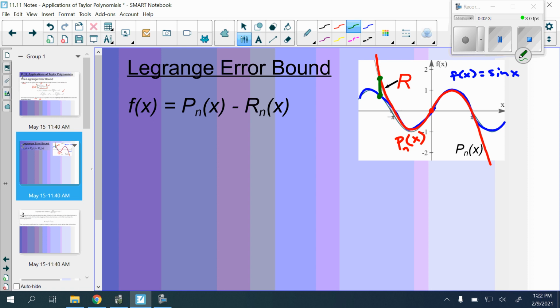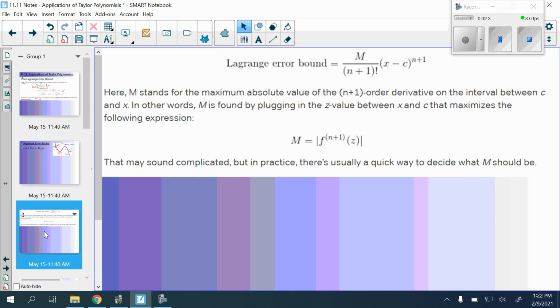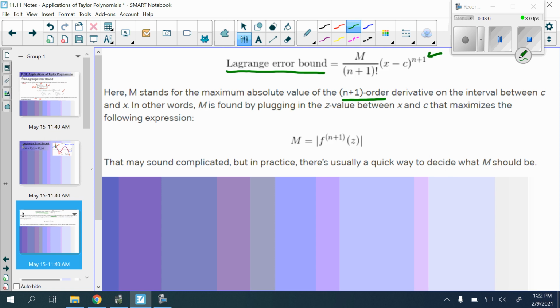That's the Lagrange error. So how do we calculate this error? What we're looking for is this right here, the Lagrange error bound. You calculate it by taking M, and we'll talk about what M is, over n plus 1 factorial. So we want the n plus 1 term. Whatever n is that we're using to approximate it, however many terms out, we're using the next one. And here's our x minus c. C is what it's centered around, but we want to use that n plus 1 again.